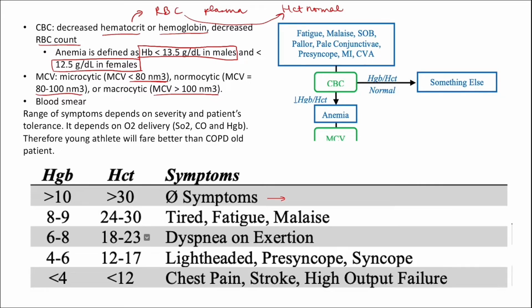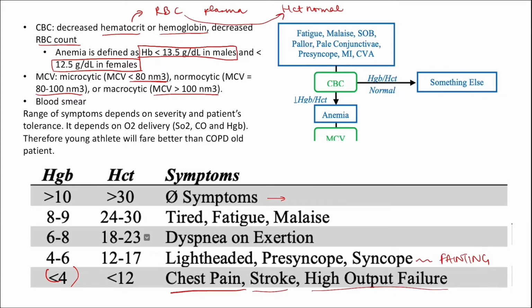4 to 6, you'd have symptoms of decreased hypoxia of the brain, and this would be lightheadedness, presyncope, and syncope. And again, syncope and presyncope just refer to the patient fainting and the symptoms before they faint, essentially, which could be lightheadedness. And then, obviously, if it's less than 4, it would be very acute, and you'd have chest pain or angina, stroke, and high output failure.